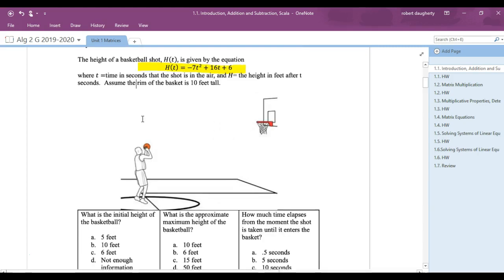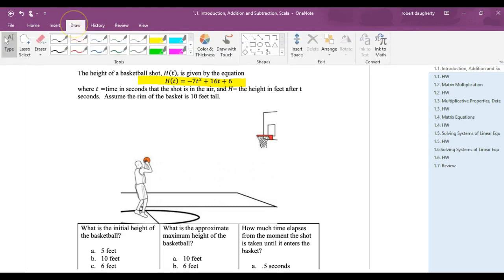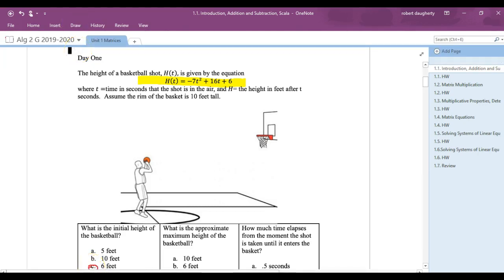Let me scroll down just a little bit. Yeah, 6. Why do you get 6? Yeah, so there's 6 at the end of this equation. But think about it. If I've got the basketball in my hand, how much time has elapsed? 0. So if the ball is in my hand, it's been in the air for 0 seconds. What happens when you plug in a 0 for this? 0 plus 0 plus what? This is 0, this is 0, this is 6. So that initial height of that basketball is 6 feet, okay?